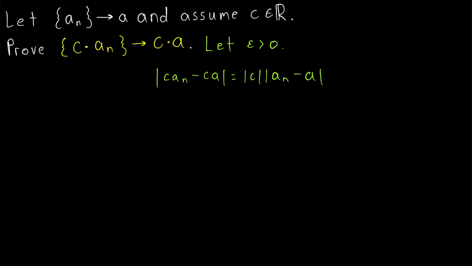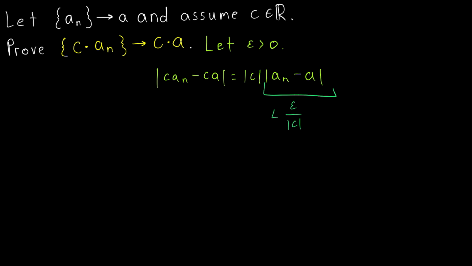And this is very nice, because the absolute value of a_n minus a, we can make that as small as we want, because we know that a_n converges to a. Since we would like this expression to be less than epsilon, we want to make the absolute value of a_n minus a less than epsilon over the absolute value of c. Then, if we replace this with this, the absolute values of c will cancel out, and we'll have that the expression is less than epsilon.